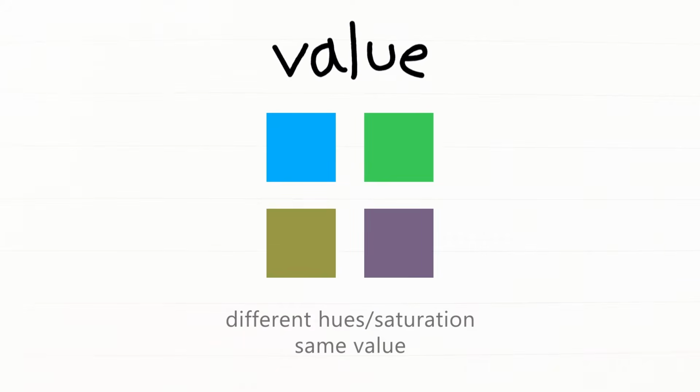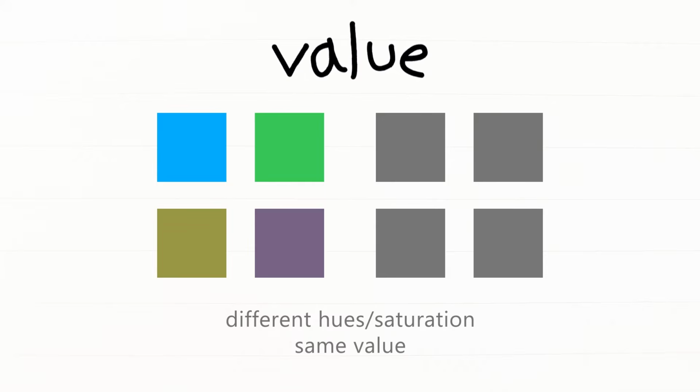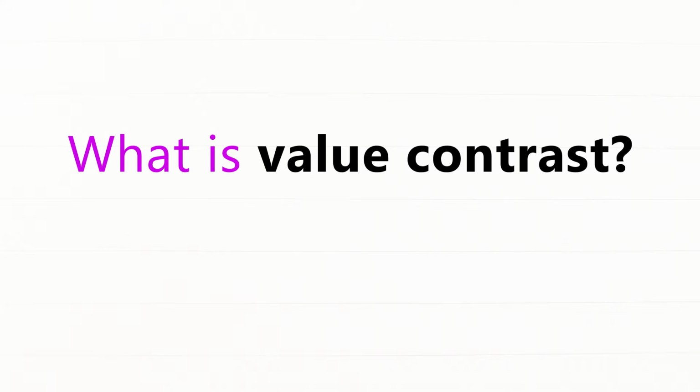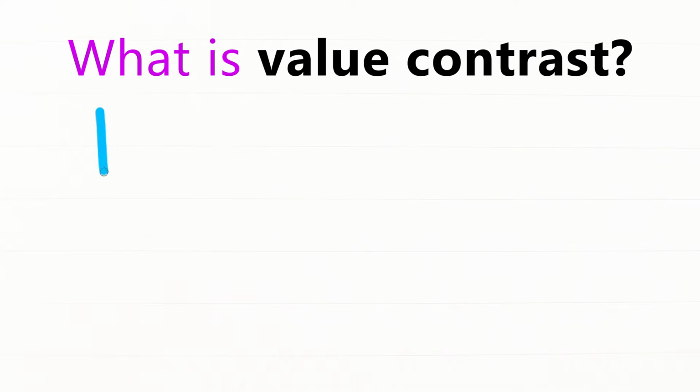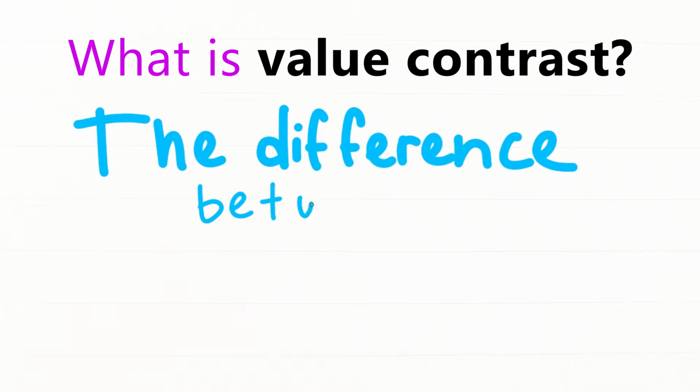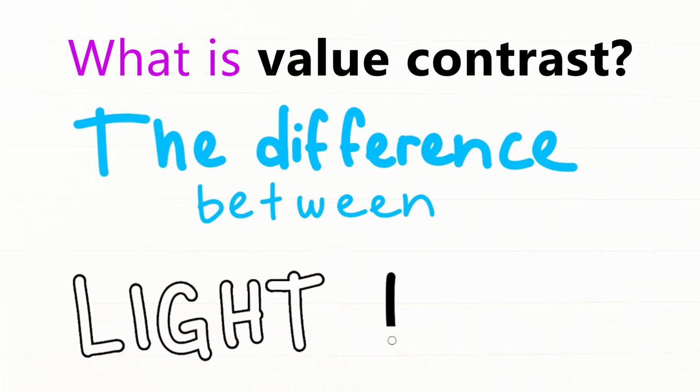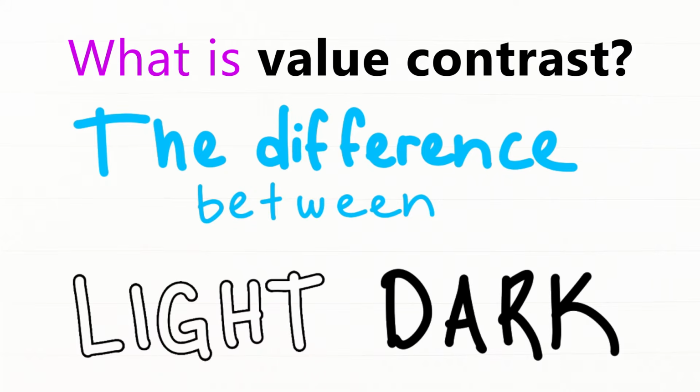And here, all the squares have different hues and saturation, so they look different, but despite that, they have the same value, so the same brightness, which, again, we can see if we make things black and white. So what is value contrast? I like to describe it as the difference between light and dark, meaning the difference between the light and dark values in your image. To understand this, let's look at an example.